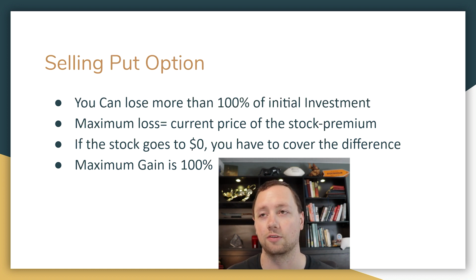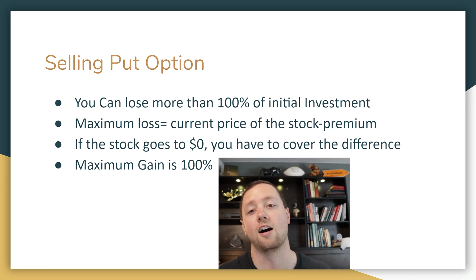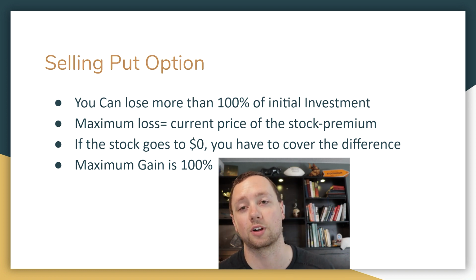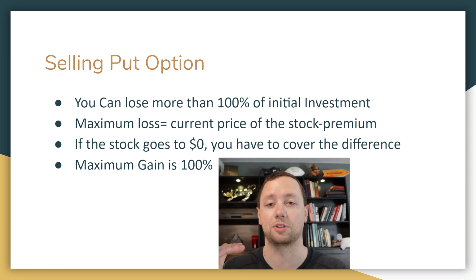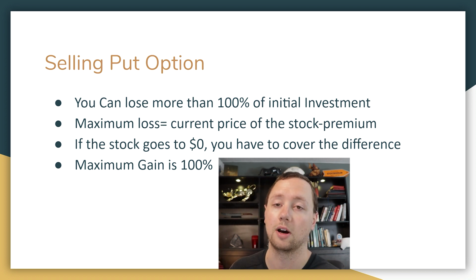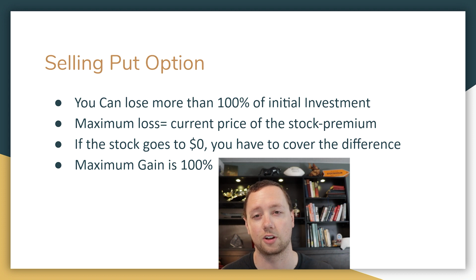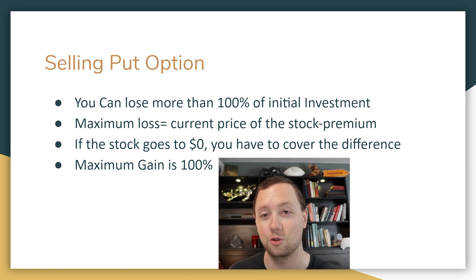The last type of trade that we've looked at is selling a put option to open. This is the idea of selling a put option for a premium and covering that put option in the event that the stock price is below the strike price on expiration. In that case, the put would be in the money and you would be on the hook to cover that difference. So the idea here is you can lose more than 100% of your initial investment.